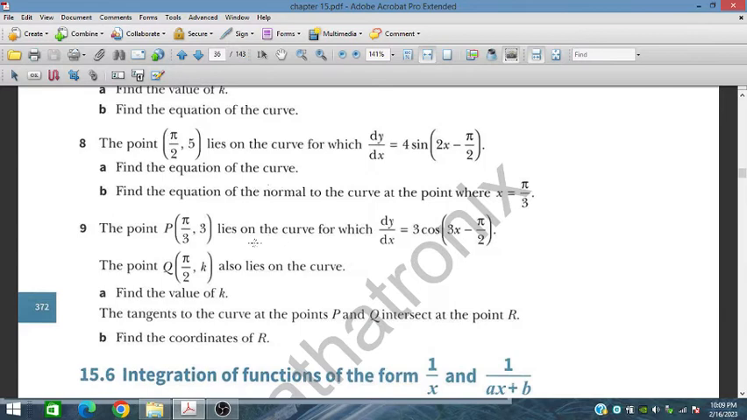Now solve question number 8. The point (pi/2, 5) lies on the curve for which dy/dx is equal to 4 sin(2x minus pi/2). So this point lies on the curve for which dy/dx is this. Find the equation of the curve, and then find the equation of the normal to the curve at the point where x is equal to pi by 3. So we'll solve it.